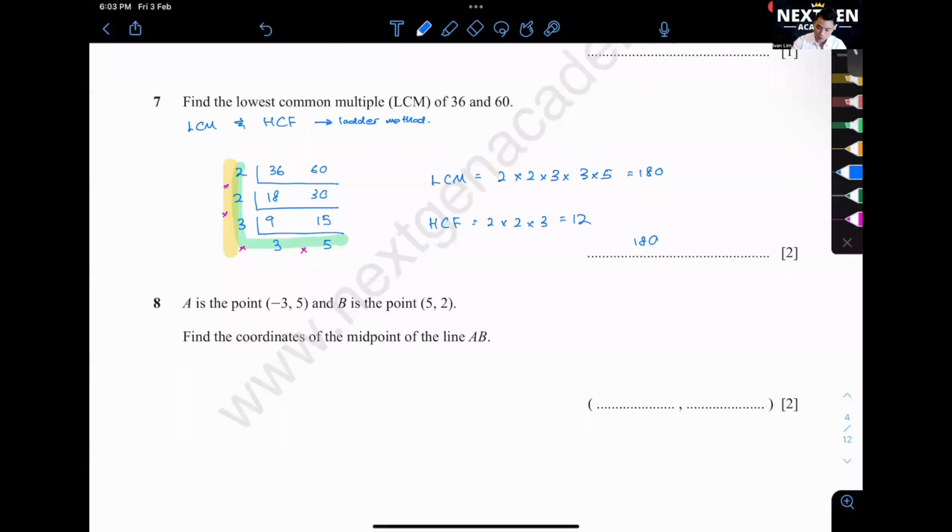Okay, question 8. A is the point -3.5, B is the point 5.2. Find the coordinates of the midpoint of the line AB. So what's the formula for midpoint first? What's the formula for midpoint?